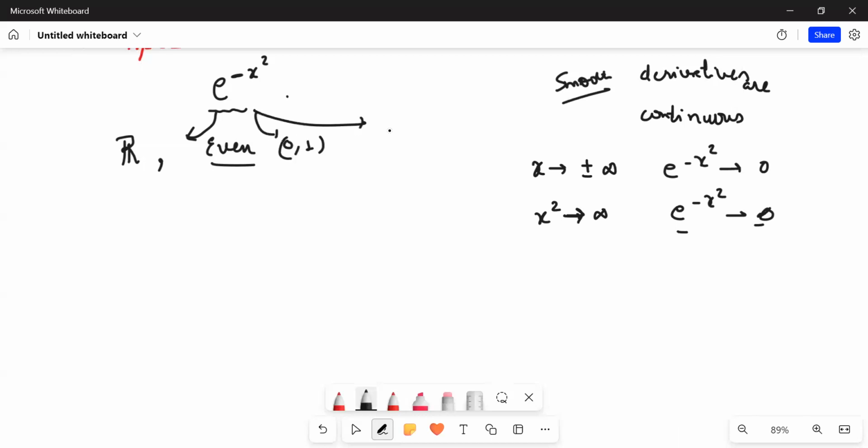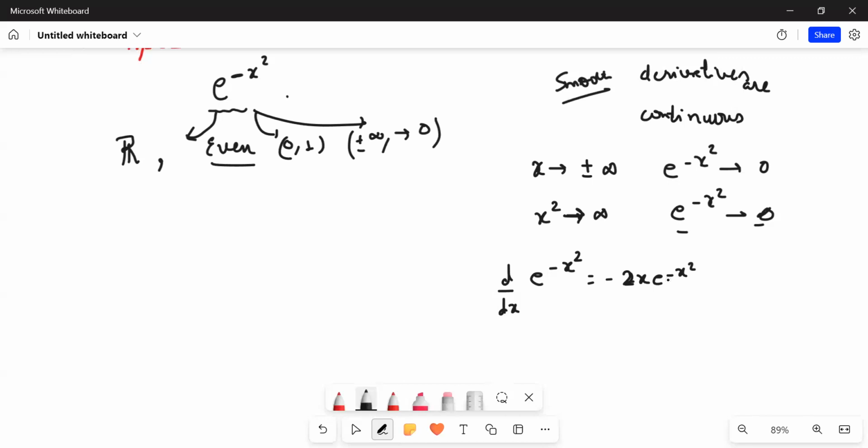At infinity, it is going to tend towards 0, whether it is plus infinity or minus. I hope it is clear. Now, what you could do is see the derivatives. So differentiate it. If I differentiate it, what will I get? Minus 2x e to the power minus x square.